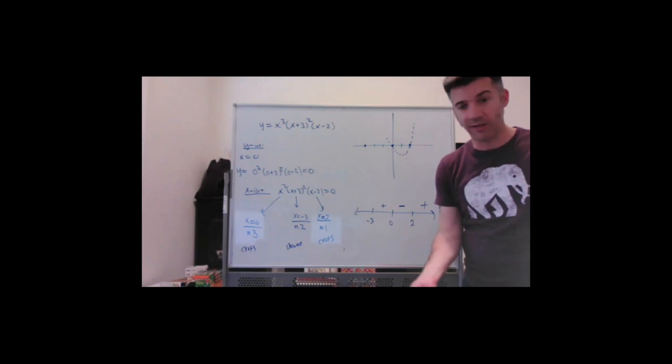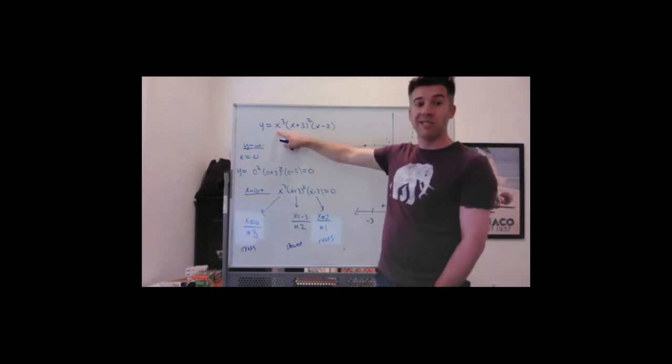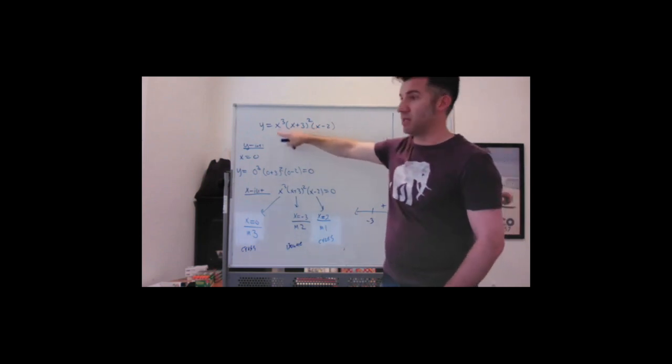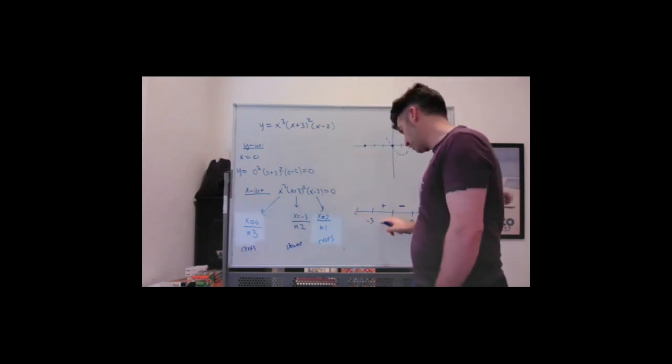Or you could pick a number like -1 and plug it in. And -1 cubed is negative, and -1 plus 3 squared is positive, and -1 minus 2 is negative. So it's a negative, it's a positive, it's a negative, which is positive.